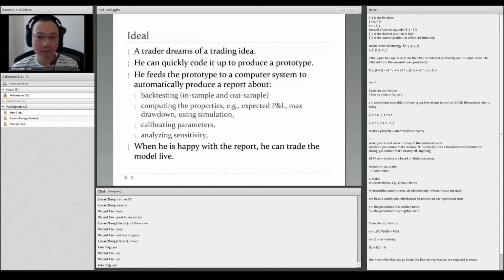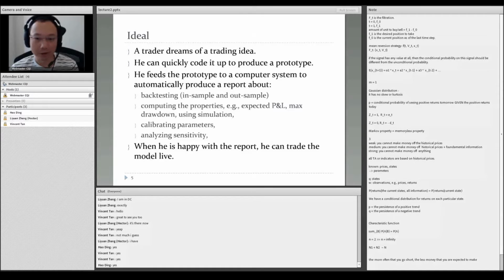So what does a trader do? What does a quant trader do? Now this is the ideal case. This is not reality. This is just the ideal case. Ideally, the traders should be doing what they're supposed to do, like coming up with trading ideas. After they come up with ideas, then they can quickly prototype it. They produce the software, they produce the strategy code, that they can just fit into a computer system and automate everything that we just discussed.